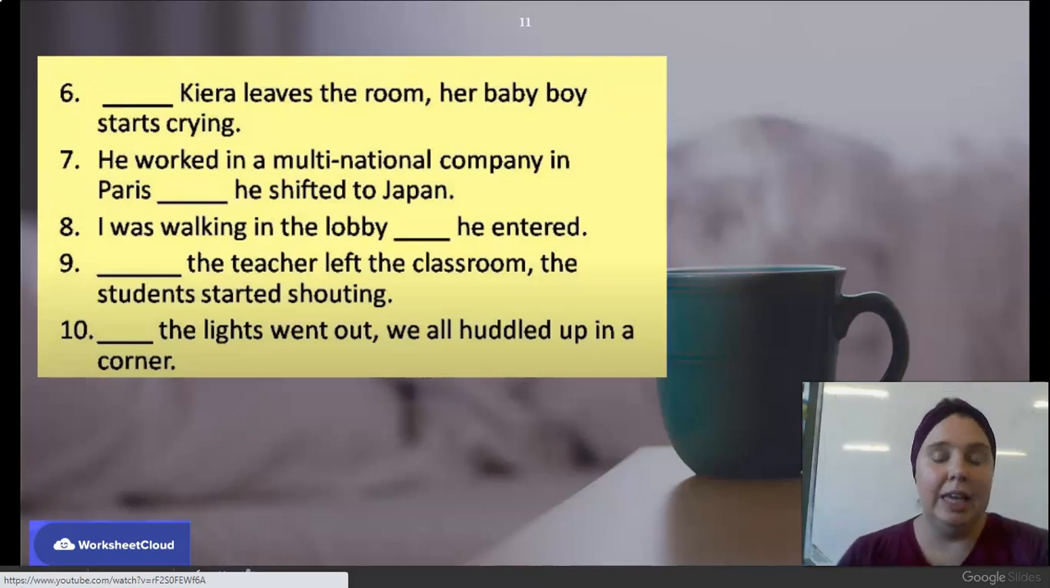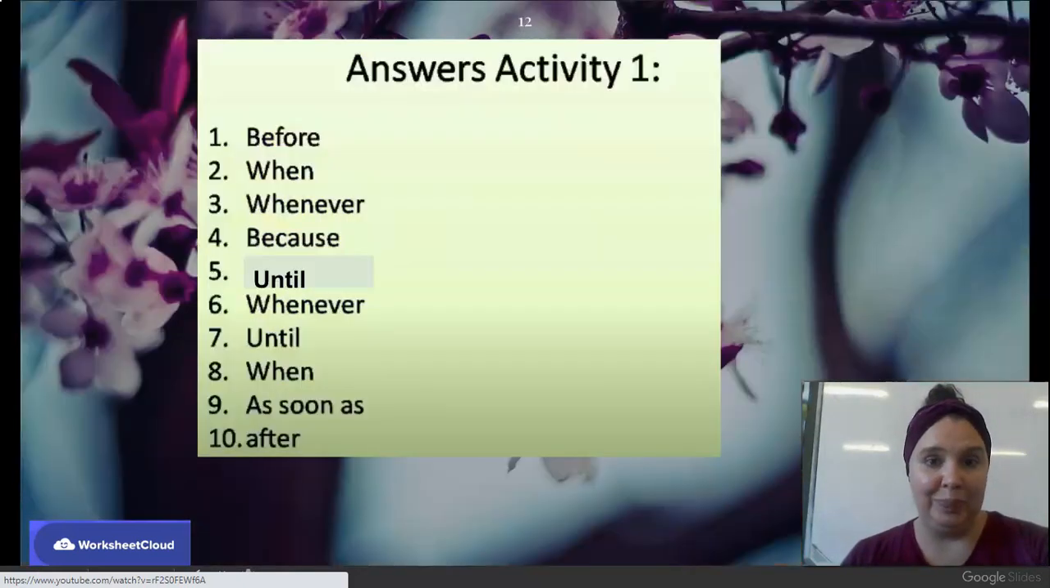Number 7, he worked in a multinational company in Paris before he shifted to Japan. 8, I was walking to the lobby when he entered. Number 9, whenever the teacher left the classroom, the students started shouting. Number 10, after the lights went out, we all huddled in a corner.